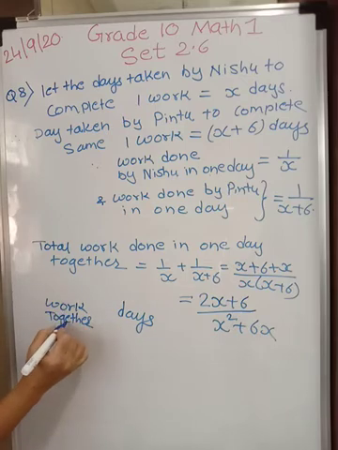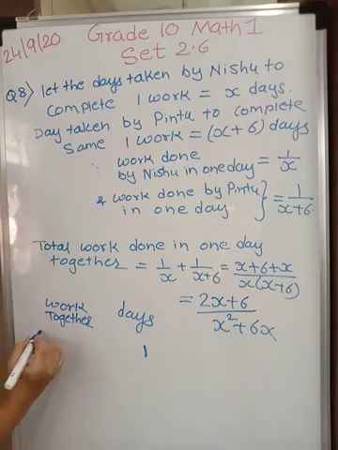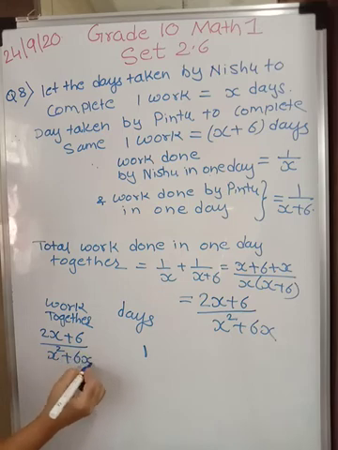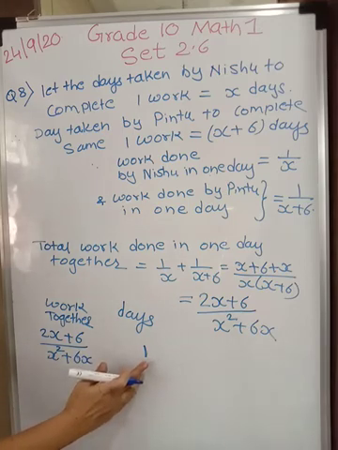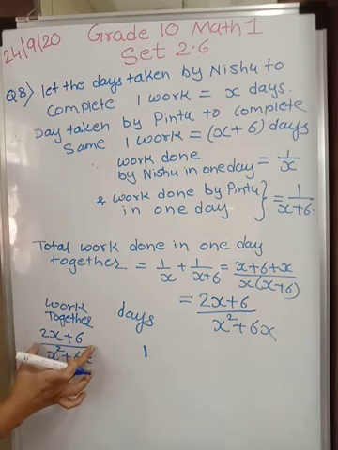So work done together in one day. In one day, how much work are they doing? (2x + 6)/(x² + 6x). This amount of work is done in one day. Okay, so this is the part of work done.